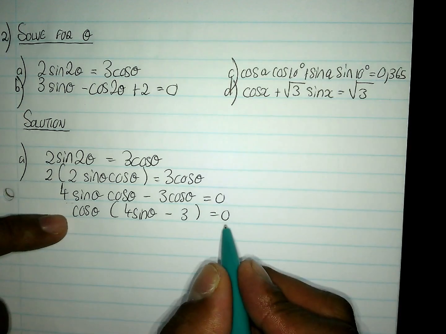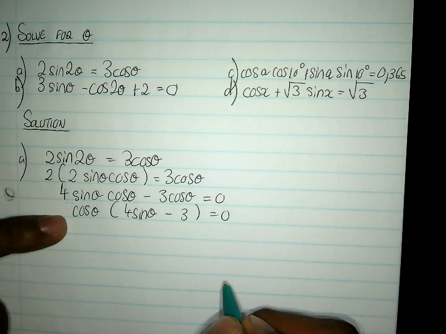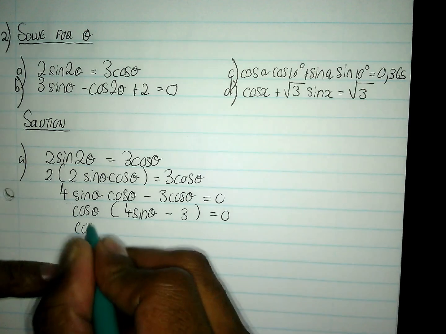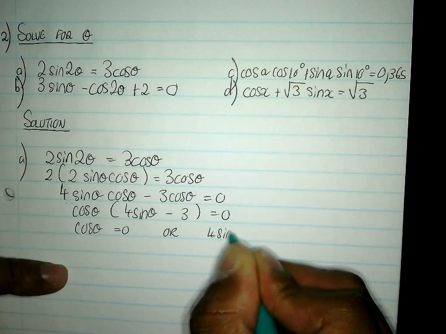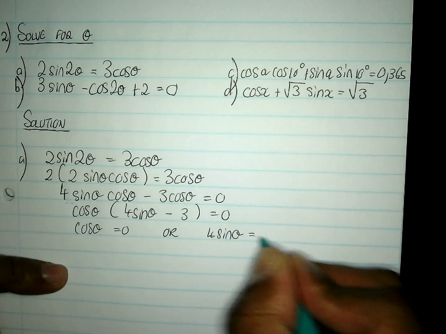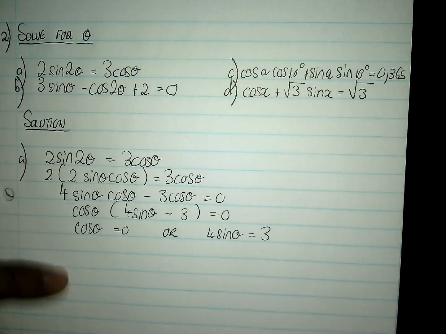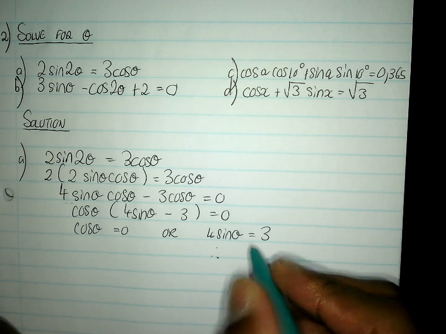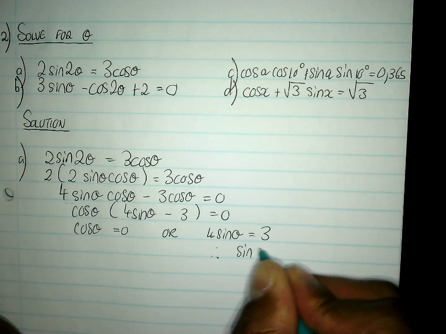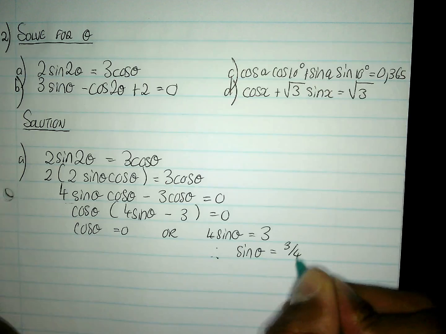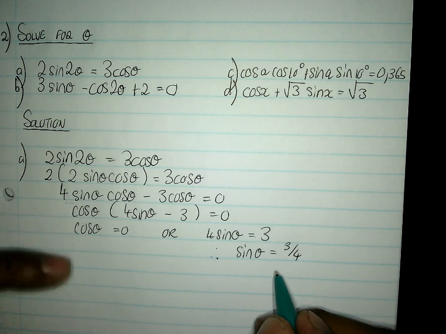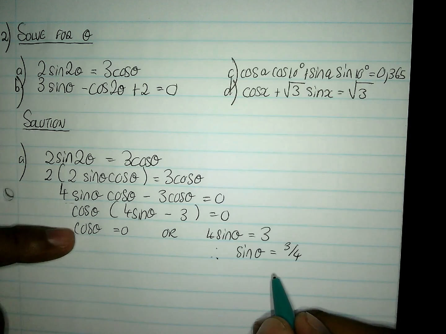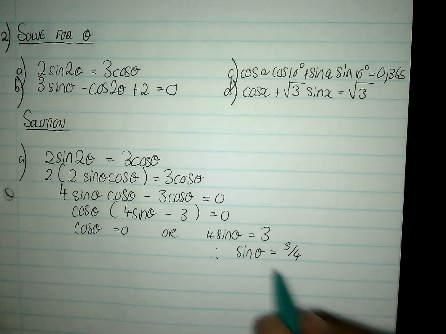So when you solve this trig equation, it's going to be cos theta equals 0, or 4 sine theta equals 3. So you transpose 3 to the right-hand side, and therefore you divide both sides by 4. Then you're going to have sine theta equals 3 over 4, right? Now, it means that we're dealing with two different ratios, so we're going to check the first one, which is cos, and then we're going to look at sine.